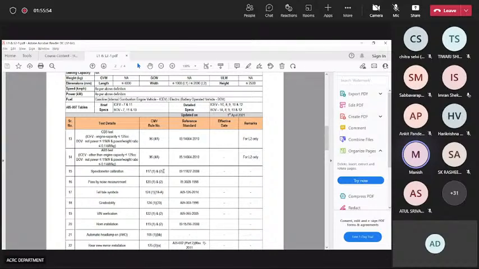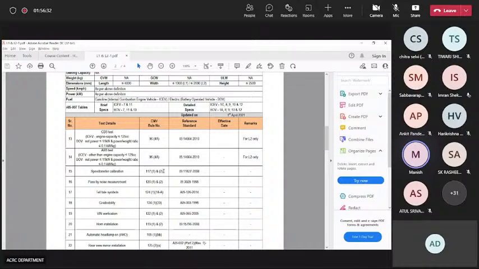Then there comes the gradability of your vehicle, that is, how much gradient your vehicle can climb. Again, AIS 003 is what we find for the gradability test. It can be 7 degree, 8 degree, or 10 degree, 12 degree. You can do the test and the vehicle has to pass. There is single rider and dual rider.